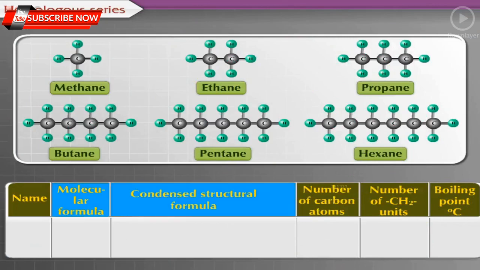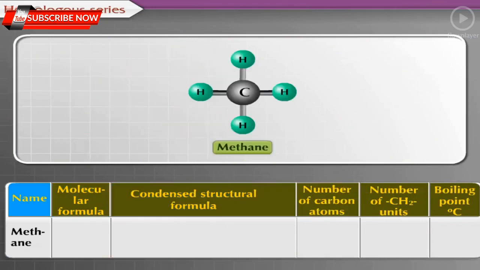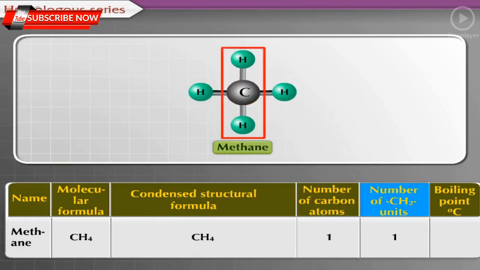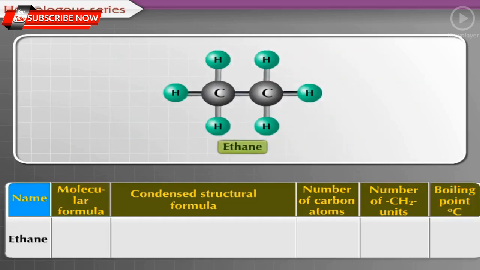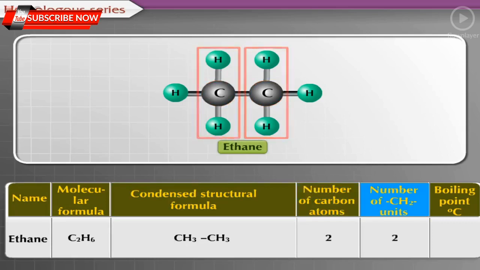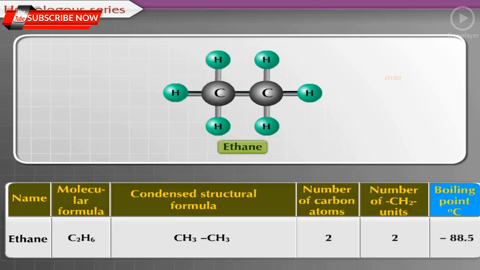The molecular formula and condensed structural formula of methane is CH4. The number of carbon atoms in methane is 1 and the number of CH2 units is 1. The boiling point of methane is minus 162 degrees Celsius. The molecular formula of ethane is C2H6 and its condensed structural formula is CH3CH3. The number of carbon atoms is 2. The number of CH2 units is 2 and its boiling point is minus 88.5 degrees Celsius.